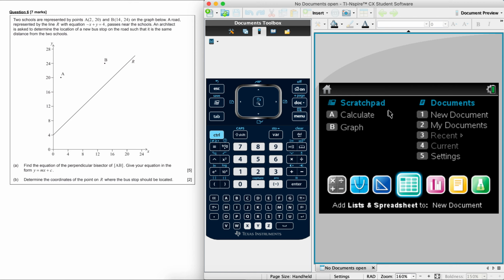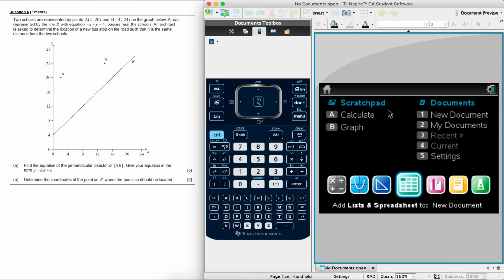So this question is using some of our coordinate geometry skills. Two schools are represented by points A and B, and a road on line is through line R, essentially, that is the road. And we need to find the place for the bus stop on the road that is the equal distance from both A and B. So we know that if it's the equal distance from A and B, then we can find the perpendicular bisector, and where they cross, that will be the bus stop, because that tells me that it's the same distance from both of these schools. Okay?